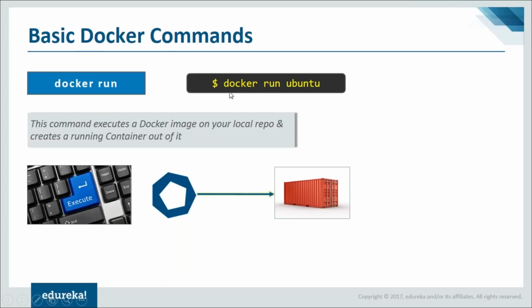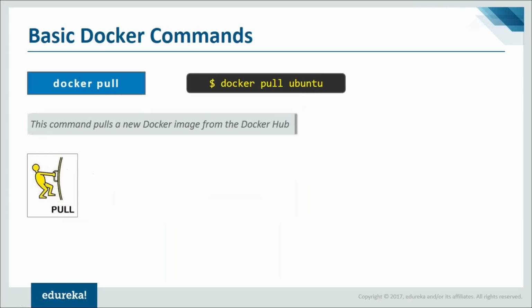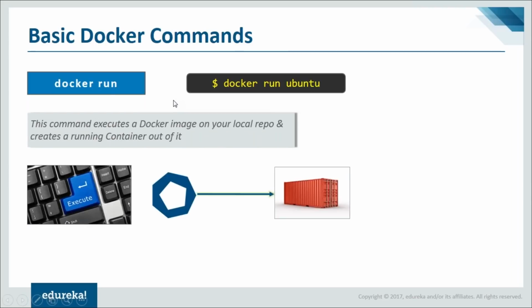The command is docker run along with the image name. So supposing I'm pulling an Ubuntu image from Docker, I will be using this command, docker pull Ubuntu. Okay, and if I want to execute this image and get a running container out of it, then I would have to run the command docker run along with that particular image name, docker run Ubuntu. Okay, guys, so I think you have a decent understanding of these three commands.